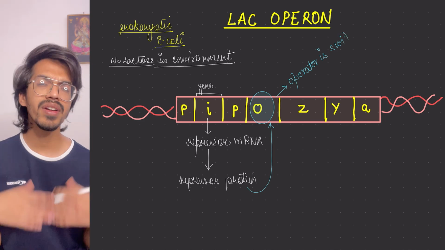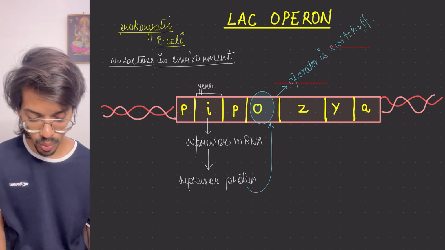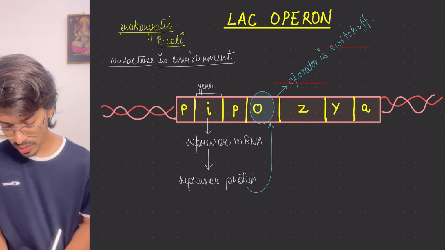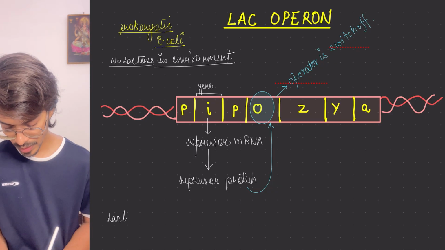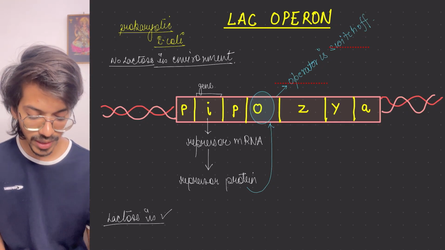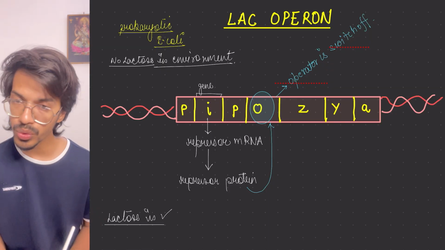When this is happening, when no lactose is present. Now let's take it to the next step, when the lactose is present. So when the lactose is present, at that time what will happen? All the things I am showing you in the green color. When the lactose is present, this lactose will do what?